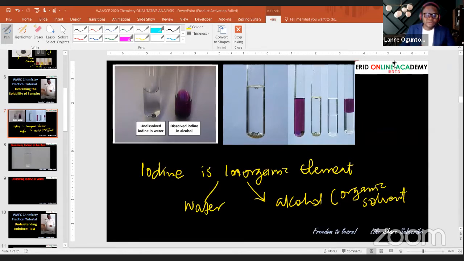So this next step, we are going to test for solubility. Let's see how soluble it is. Do you think iodine will dissolve better in water or in alcohol? That's what I'm asking. It doesn't dissolve in water.